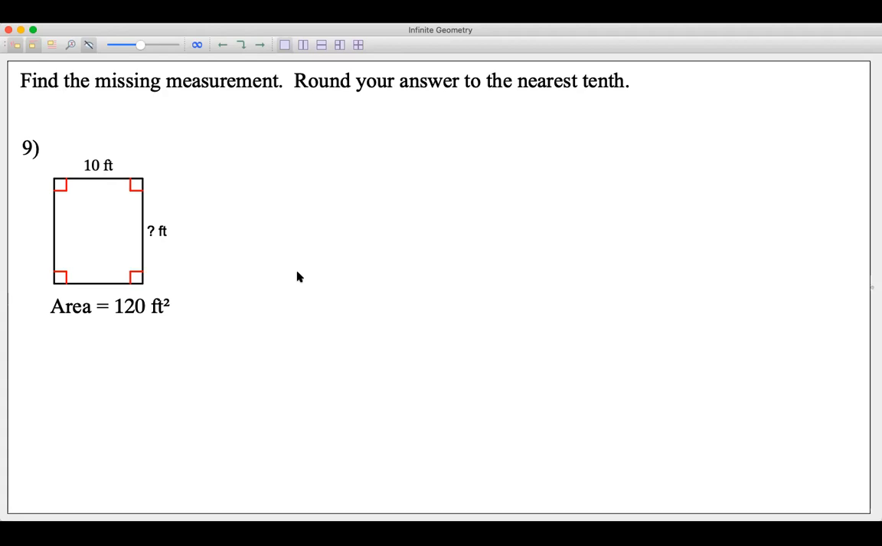Number 9, what's the difference, Matt? I'm trying to find one of the sides. What's the shape? What's the formula for a rectangle? A is equal to base times height. What do we know? We know the base. What do we not know? We don't know the height. Do we know the area? So what are you going to do? You're in geometry. You should know how to solve a one-step equation.